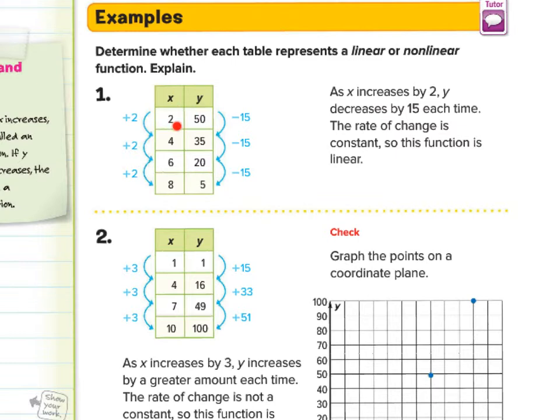It's not proportional because it doesn't start at 0, 0. Or it could, I guess, if we knew a little bit more about what this data represents. But we do see that it's a linear function because they both change accordingly. When this one changes by 2, this one decreases by 15. So as x increases by 2, y decreases by 15 each time. The rate of change is constant, so this function is linear.